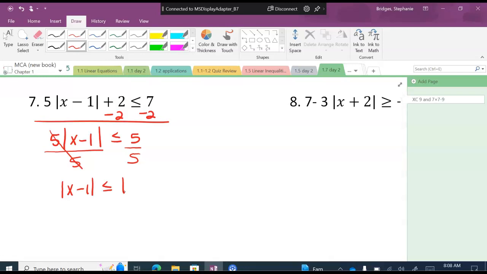Now your absolute value is all by itself. So you want to decide and or based on is it greater than or less than. Set up your two inequalities, solve and go to your graph.